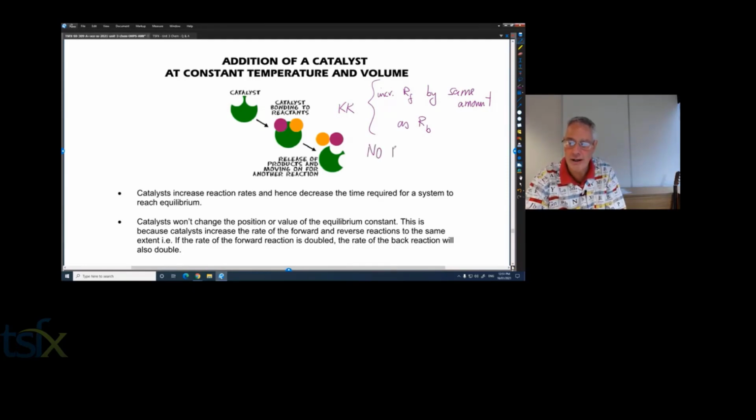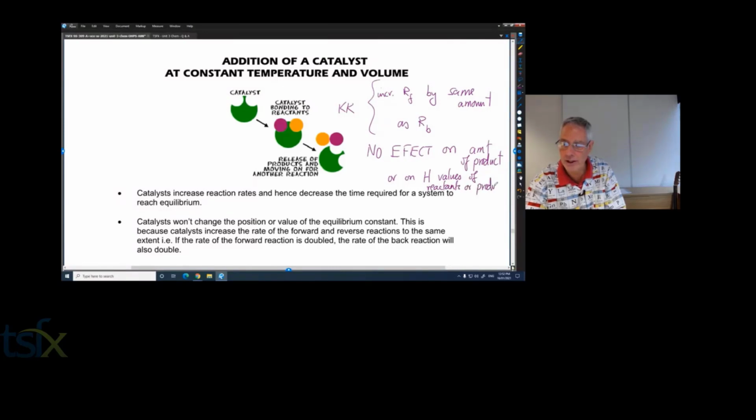So no effect on the yield, on the amount of product. You just get the product faster. No effect on the amount of product or on H values of reactants or products.